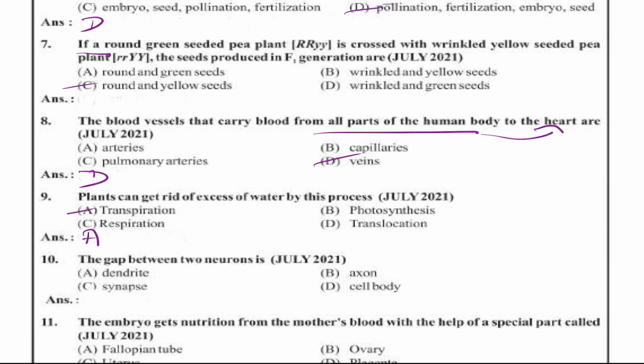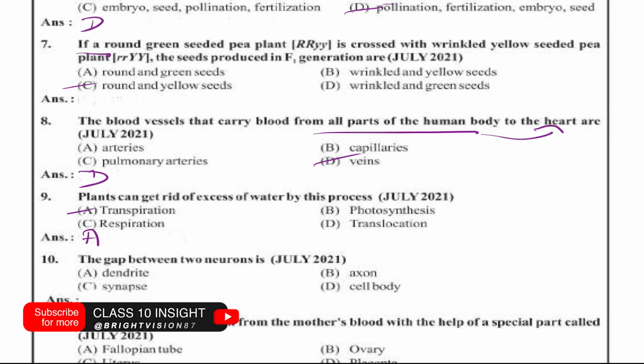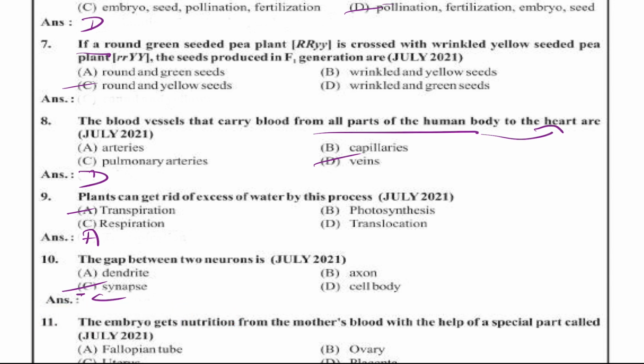Coming to the 10th question. What do we call the gap between two neurons? It is a synapse. It is option C. It is the point of contact between two neurons. We can also say that it is a point of contact between two neurons.